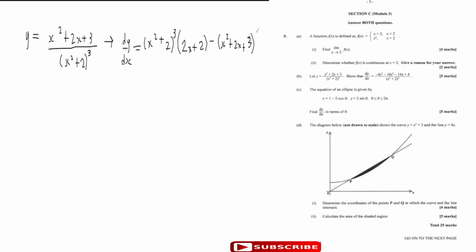And the differential of the bottom is you carry down the power, you subtract 1 from the power, so you get x squared plus 2 squared, times the differential inside the bracket. The differential of x squared is 2x. So you multiply it by 2x. And all of that is being divided by the bottom squared. So it's being divided by x squared plus 2 raised to the 6th power.